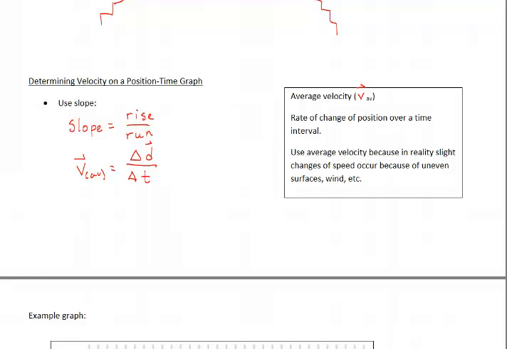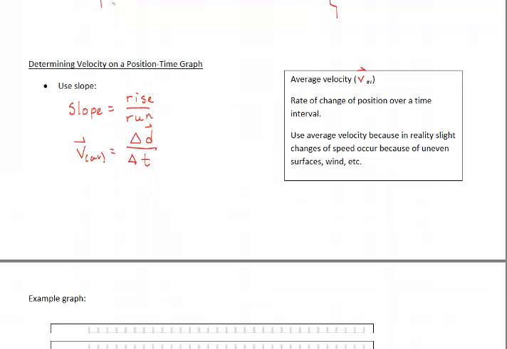We use average velocity because in reality slight changes in speed occur because of uneven surfaces or wind or other factors, and we wouldn't get a straight line graph where all the points connect. If we use average velocity, we can have a nice straight line graph that shows the relationship. Let's take a look at an example of how this works.